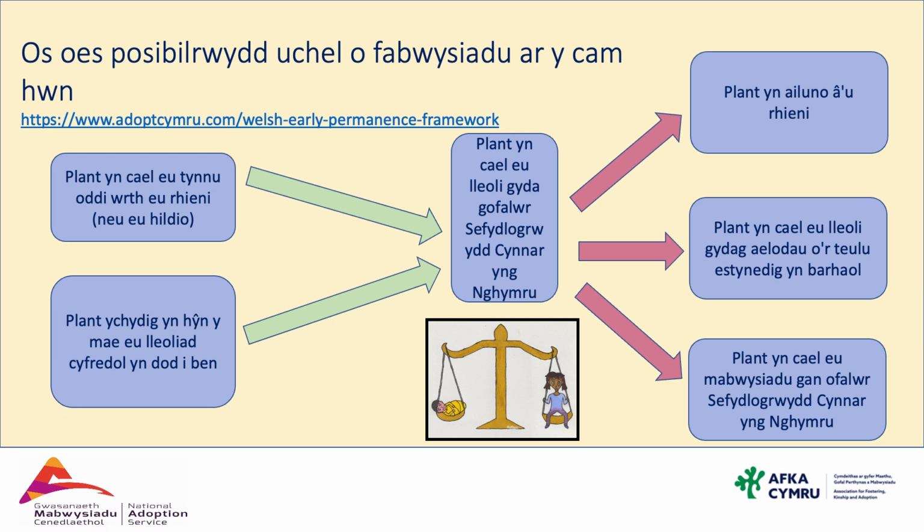So what is Welsh Early Permanence? This is an All Wales framework, where if there's a high possibility of adoption, then the child is able to move to a placement at the beginning of care proceedings or very shortly after, and they move to a placement where the carers are both approved prospective adoptive parents and fully approved foster carers.